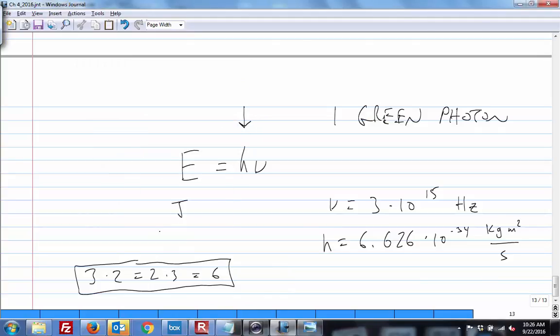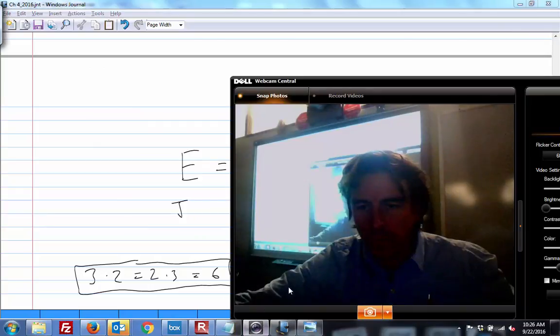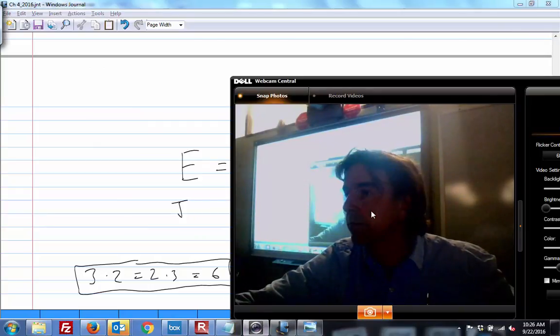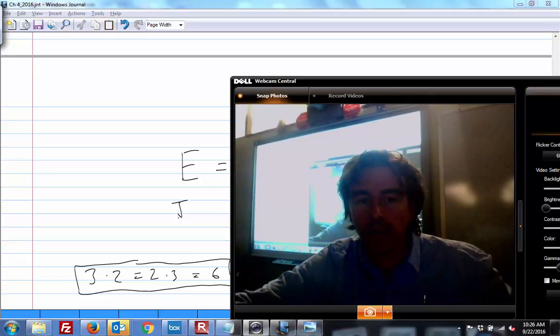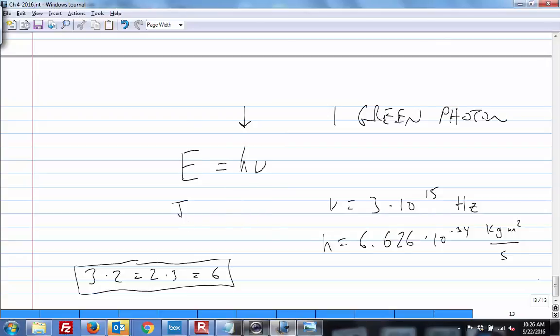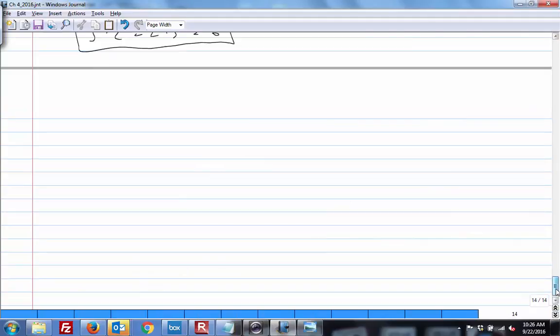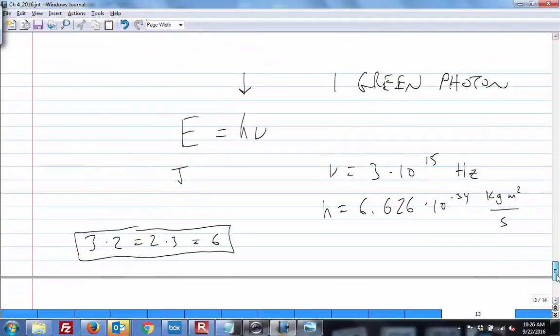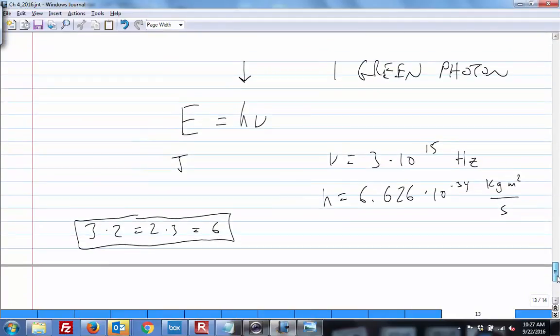Okay, all right, so for those of you listening at home, hopefully you paused your recorder and solved this. Either way, let's go ahead and look at the solution. Again, we were trying to find the energy of a single green photon. This is Planck's constant.